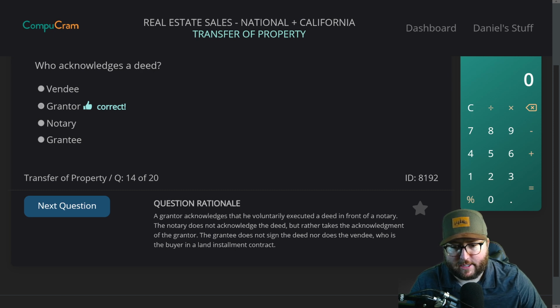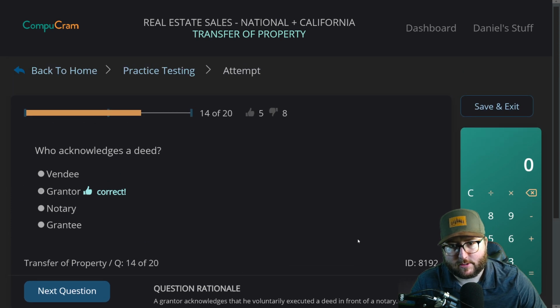A grantor acknowledges that he voluntarily executed a deed in front of a notary. The notary does not acknowledge the deed, but rather takes the acknowledgement of the grantor. The grantee does not sign the deed, nor does the vendee, who is the buyer in a land installment contract. All right, we got it right.